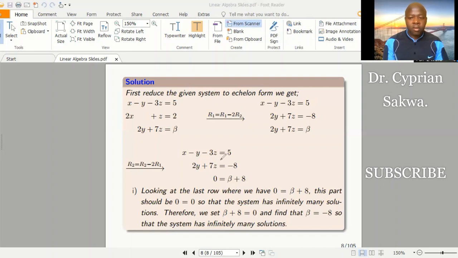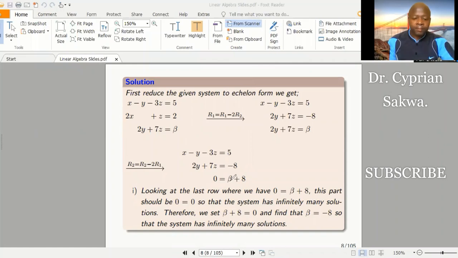The second question was, what should be beta so that this system has no solution? You remember that in our previous example, for the system to lack solutions, we had a zero on the left side of the last row, and then a non-zero number on the right side. So if the value on the right side remains non-zero, then the system would lack solutions.